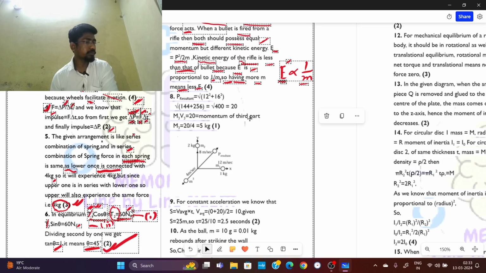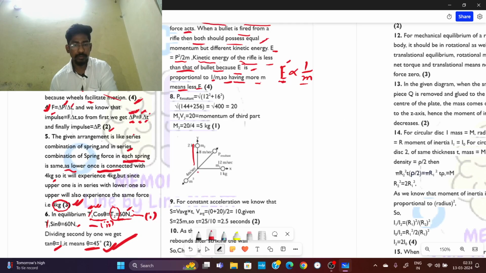Two of them go off at right angles to each other. That means this one. The first part has a mass of 1 kg. This is the first part, 1 kg, and it moves at a speed of 12 meter per second.